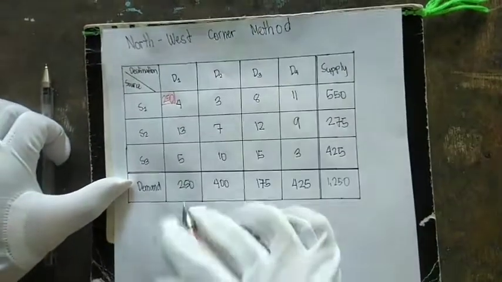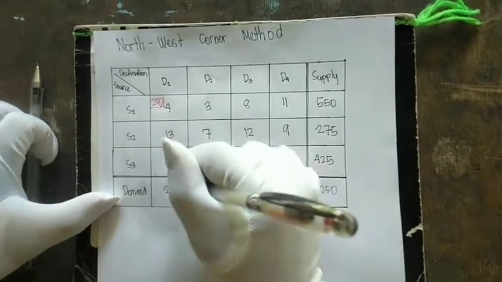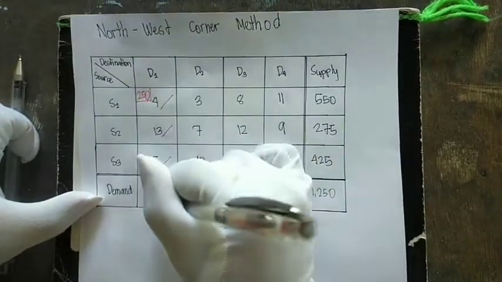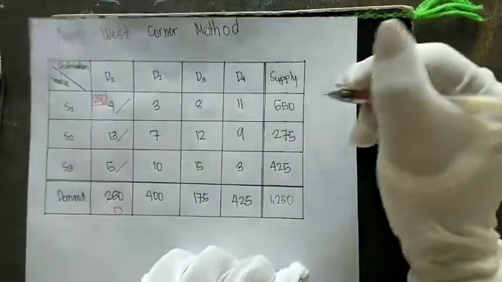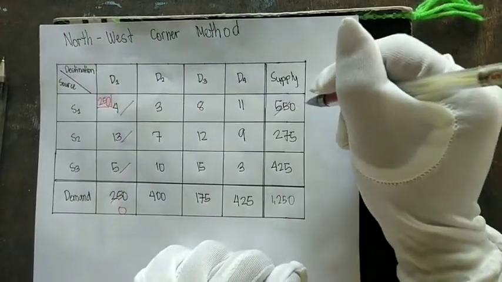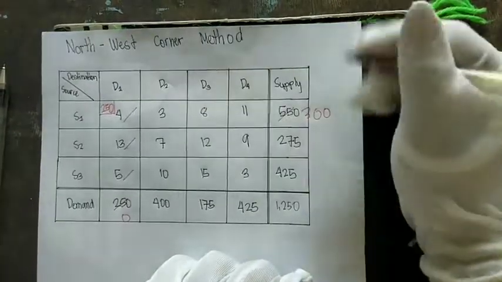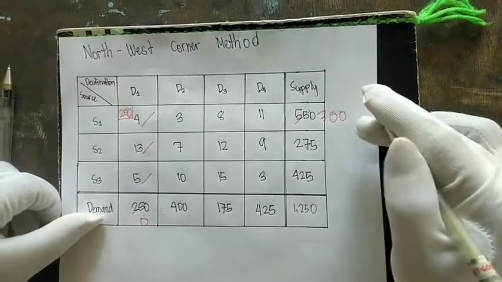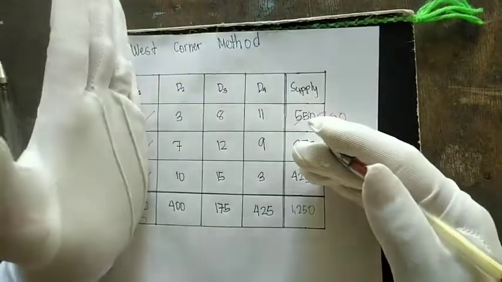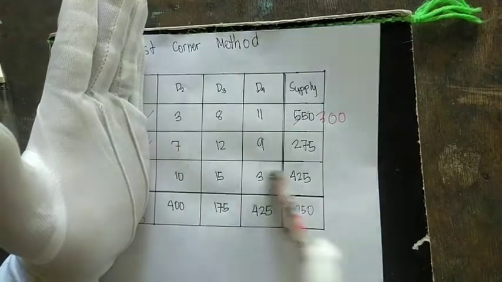Since the 250 is satisfied, this entire column will be cancelled out. So this will be 0 and the 550 will be subtracted by 250, and this will now be 300. So our second step, these will be the free cells.